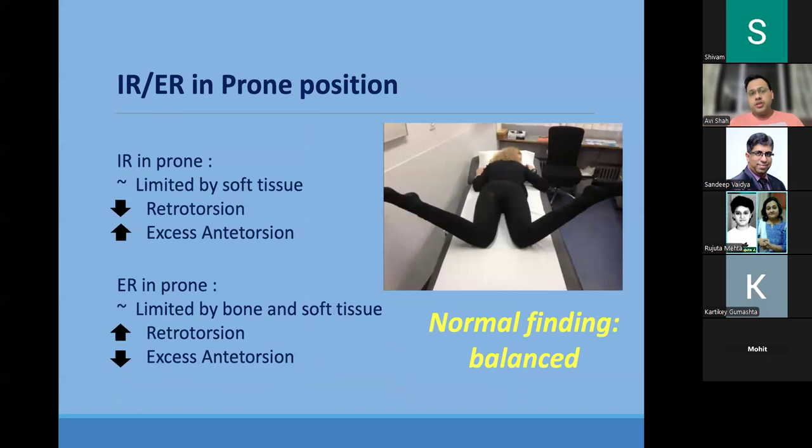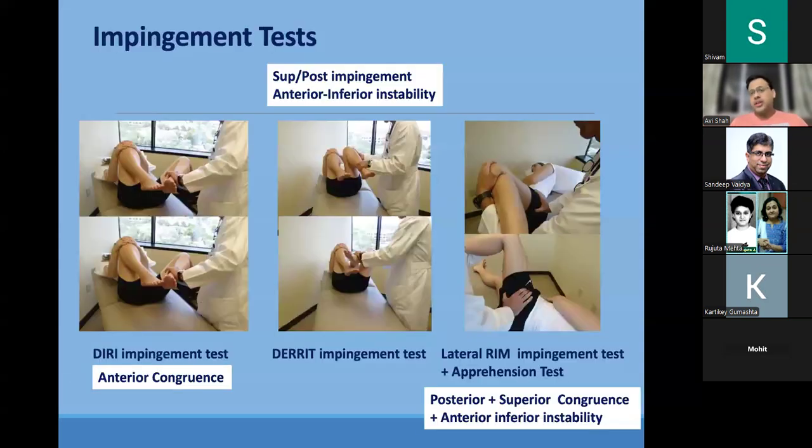Similarly, in prone position, if your internal rotation is limited, again, it can be increased in anteversion, reduced in retroversion, and also can be limited by soft tissue structures. Similarly, your ER in prone is again limited by bone, that is your greater trochanter to the ischium, and crushing of soft tissues in between them. It can increase in retroversion and decrease in anteversion. So usually the normal finding is that the hips should be balanced on either side. Once you have gone through the range of motion, there are certain tests.